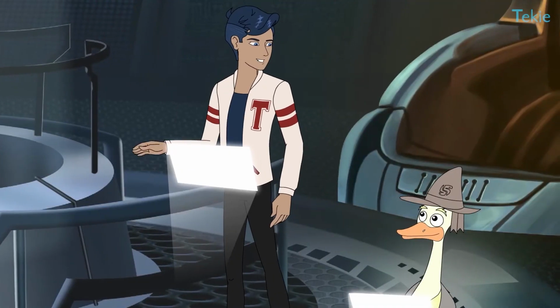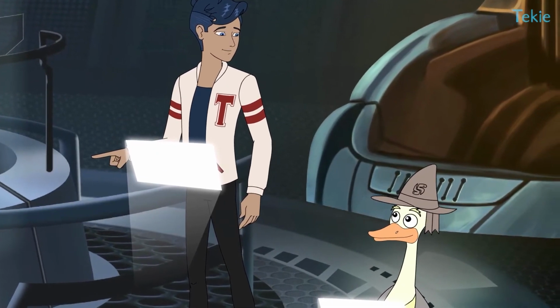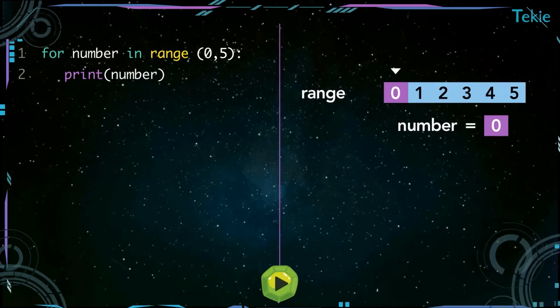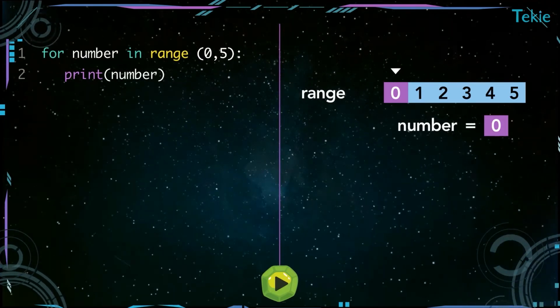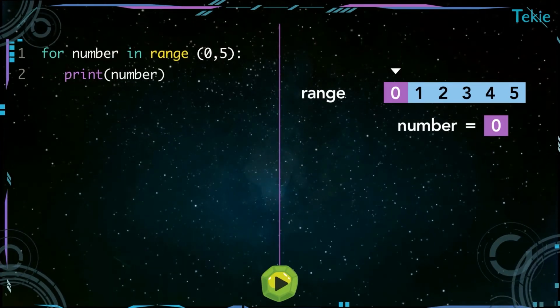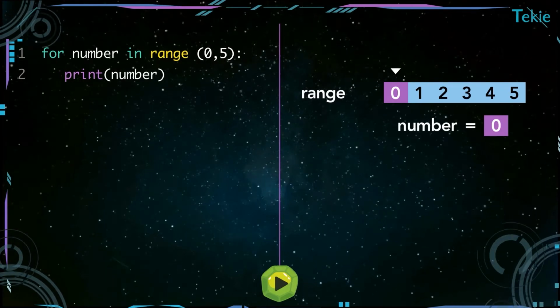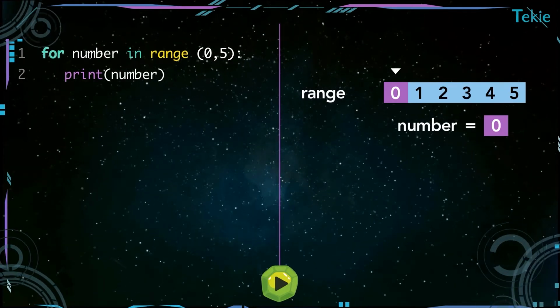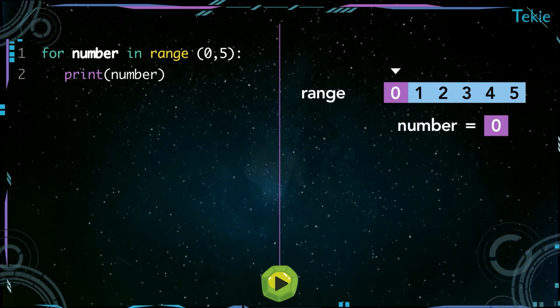Wait, how do we use a variable here without creating it? We did create one. Look at the first line of the program. Oh, this number here is a variable. Exactly. When we write a for loop, we create a variable just after the word for.